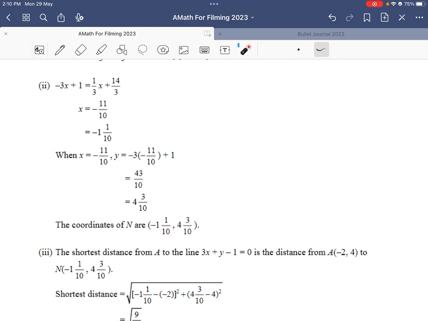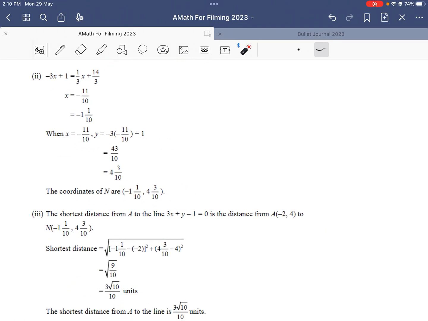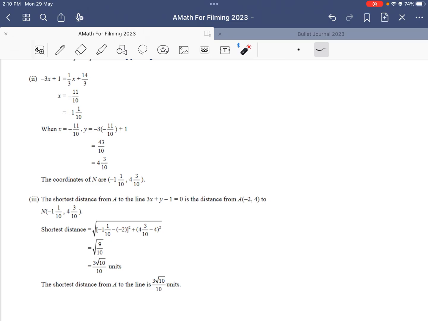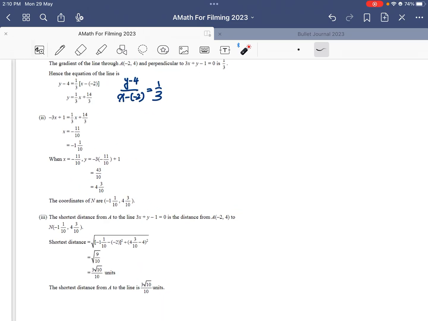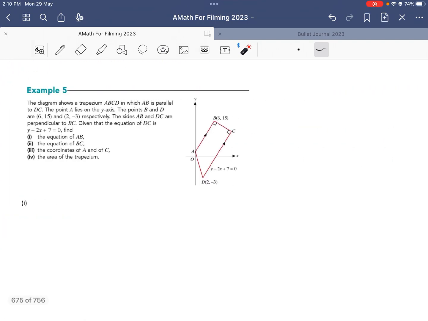Last but not least, the shortest distance. So A to the line is basically A to the point where they intersect each other. And as we have known, the point that intersects comes from here: (-1 1/10, 4 3/10). All that remains is for you to apply the distance formula with (-2, 4) and (-1 1/10, 4 3/10). What you get is 3 root 10 over 10 units for the shortest distance.